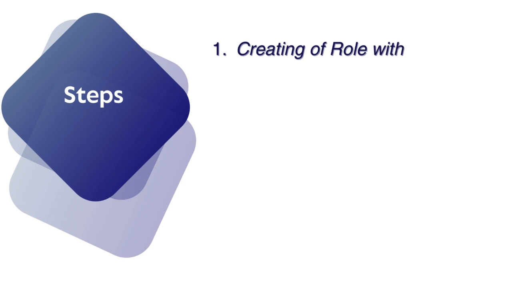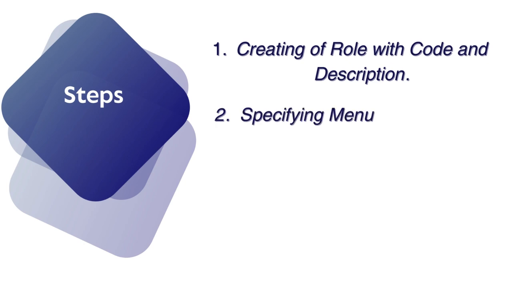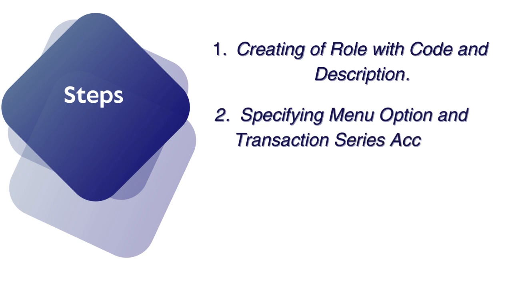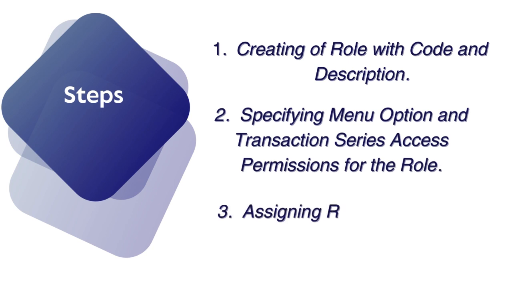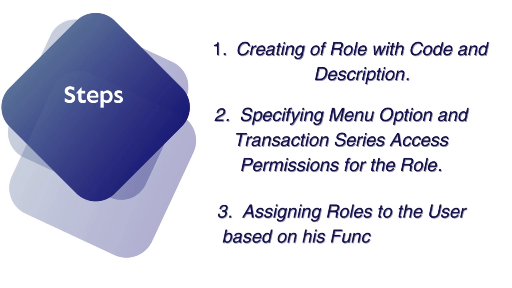Number 1. Creating a role with code and description. Number 2. Specifying menu option and transaction series access permissions for the role. Number 3. Assigning roles to the user based on his functional role.